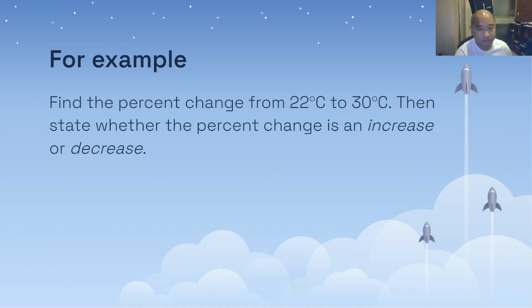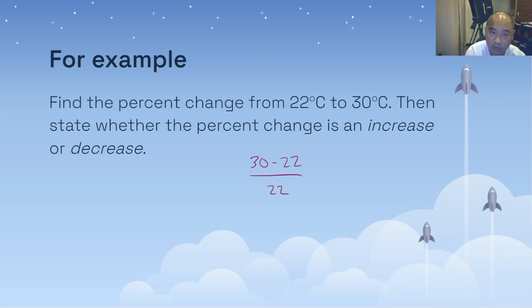Okay, let's take a look at an example. Let's say that the temperature went from 22 degrees in the morning to 30 degrees in the afternoon. How much of a percent change is this? Well, it was 22 degrees, right? And it's gone up to 30 degrees. So the final amount, where it ended up, is what's written first. And you subtract what it originally was, the original amount, and you put it over the original amount.